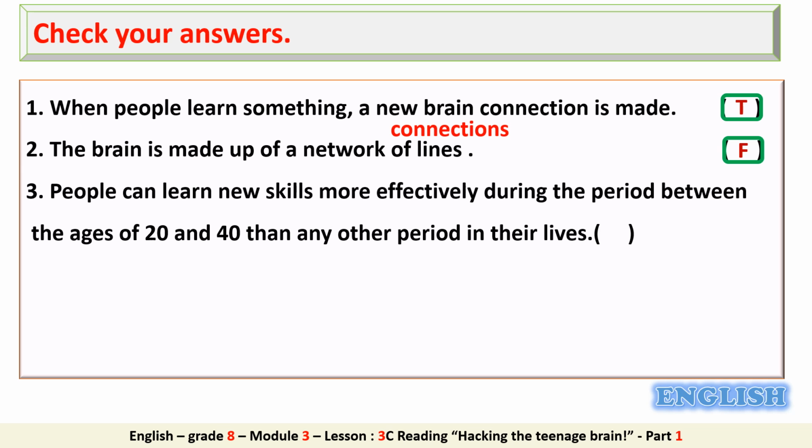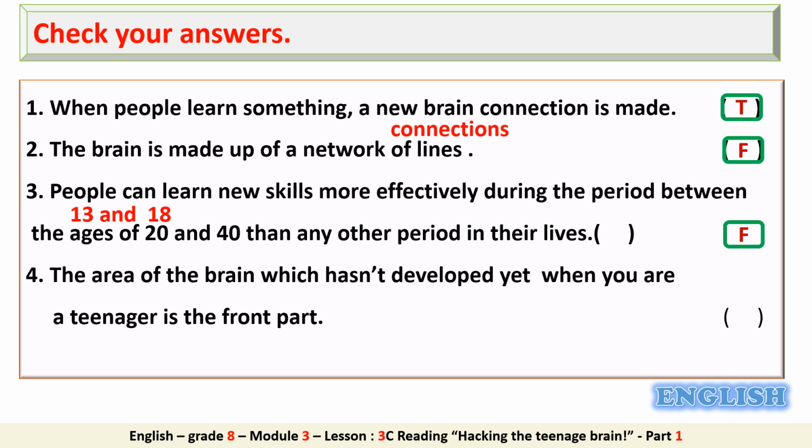3. People can learn new skills more effectively during the period between the ages of 20 and 40 than any other period in their lives. False. Why? Because they can learn more effectively during the period between the ages of 13 and 18. 4. The area of the brain which hasn't developed yet when you are a teenager is the front part. True.